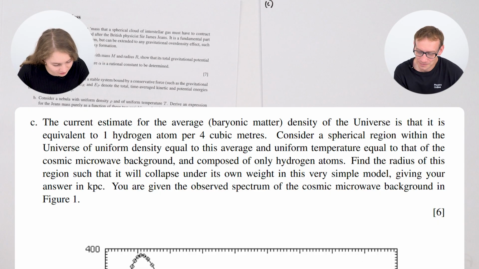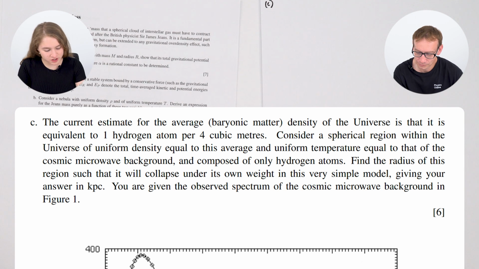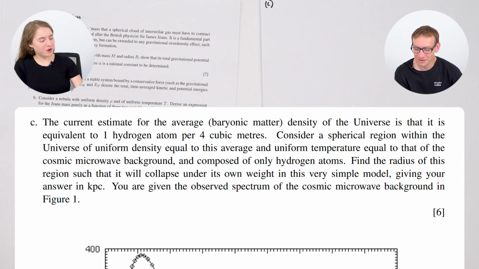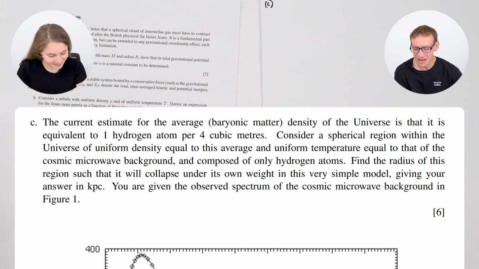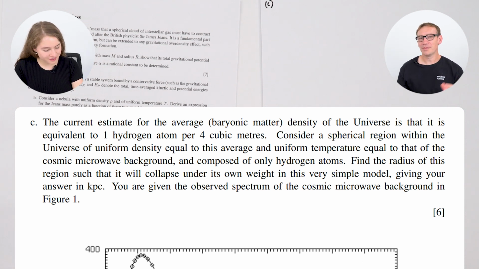The current estimate for the average baryonic matter density of the universe is that it is equivalent to 1 hydrogen atom per 4 cubic meters. Can you imagine that? 1 atom per 4 cubic meters, and that's the average density of the universe. Bearing in mind, some places have got a lot of matter in a small space, if you think about stars and us and everything like that.